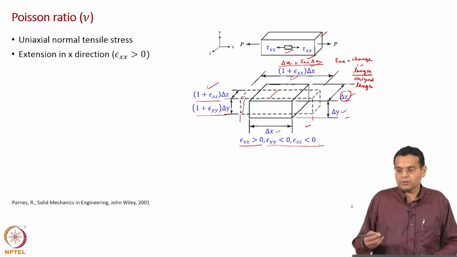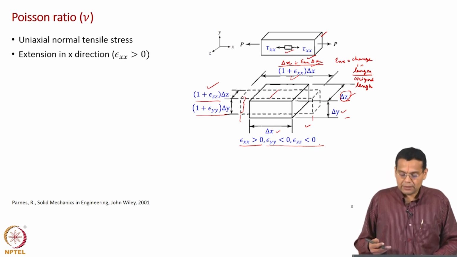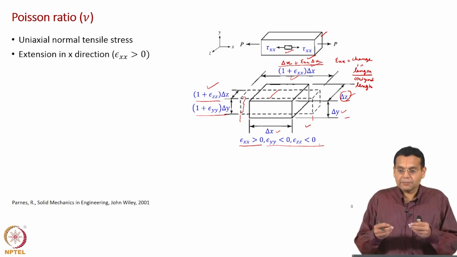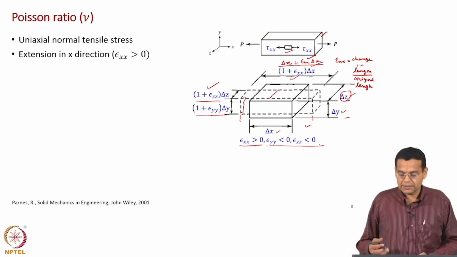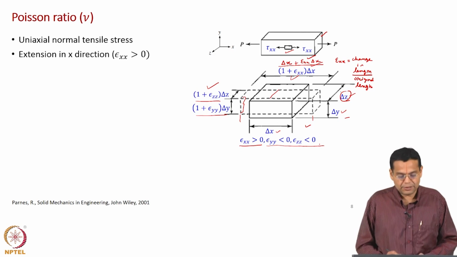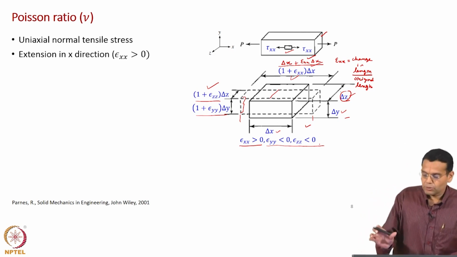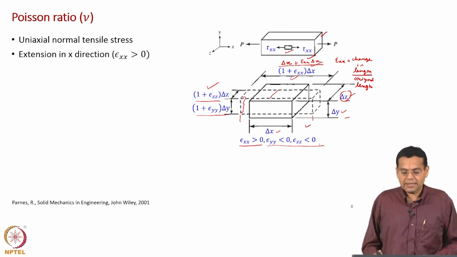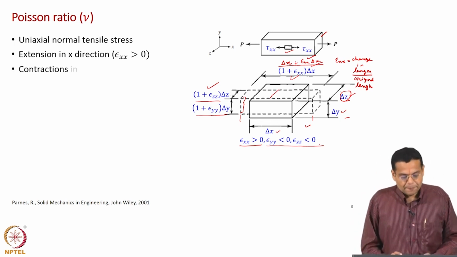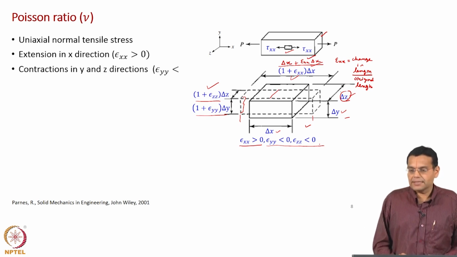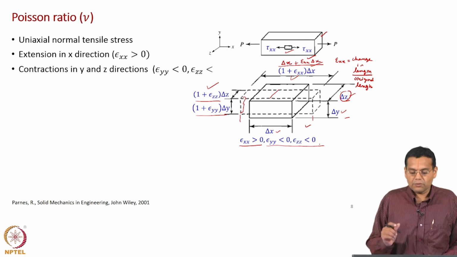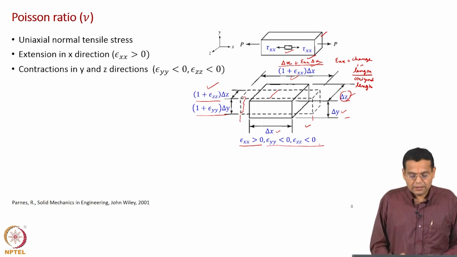The other case is also possible. For example, when you are applying a compressive stress, epsilon xx could be less than 0, and the other two can be greater than 0. The strains in the other two directions can be greater than 0. But throughout our discussion, we will consider the case where epsilon xx is greater than 0. That is what we have discussed: extension in x direction, contractions in y and z direction.